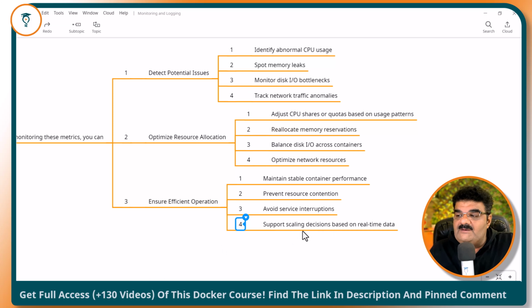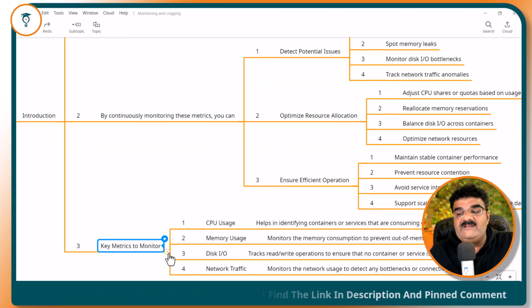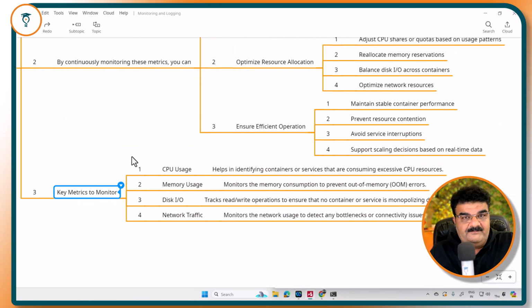You don't need to worry about this scaling decision right now, because in upcoming days, you will get details about scaling. In Docker, we have an auto scaling option. We are going to use this as well. When we use auto scaling, we have to use a monitoring tool. That's why I'm teaching you this right now, because after that we are going to talk about auto scaling. Now, key metrics to monitor. What are you going to monitor?